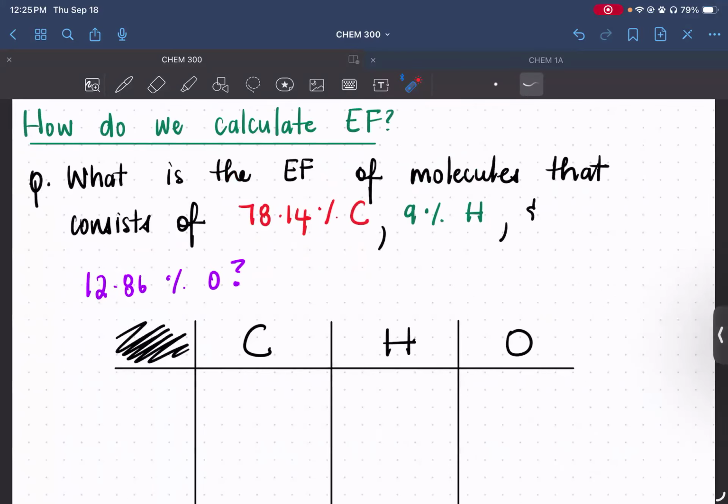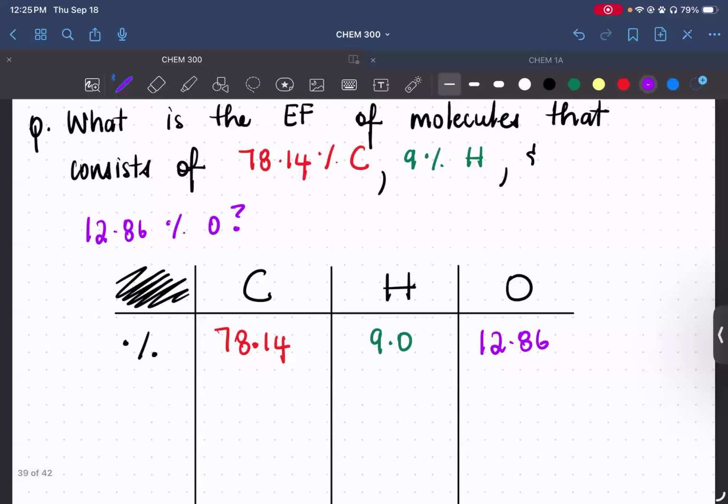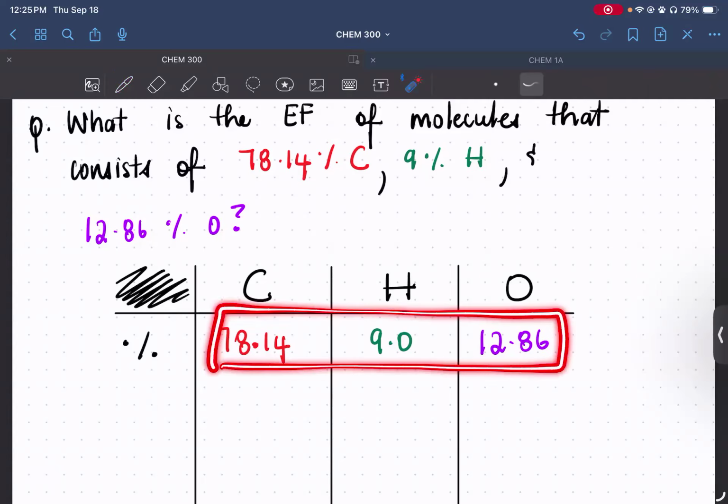Here's the process. The very first thing we're going to do is we're going to note down the percentages. Well, that's straight from the question, actually. There's 78.14% carbon, 9% hydrogen, and 12.86% oxygen. Now, if you add all of these numbers together, to no one's surprise, we do get a perfect 100%.